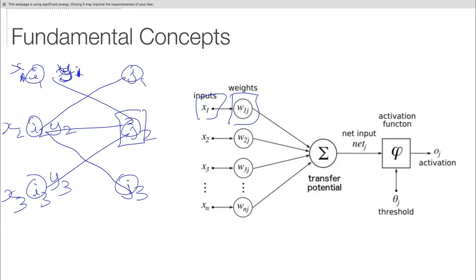Instead, if the weight of this pathway is different from the weight of this pathway, which is somehow different from the weight of this pathway, even though your y2 is the same, then when you multiply that with weight ij, which is weight 2,1, weight 2,2, weight 2,3, those weights are different. Then the input, which is theta, called the transfer potential, that you get for each of these nodes will be different, even if the output of this neuron is the same.